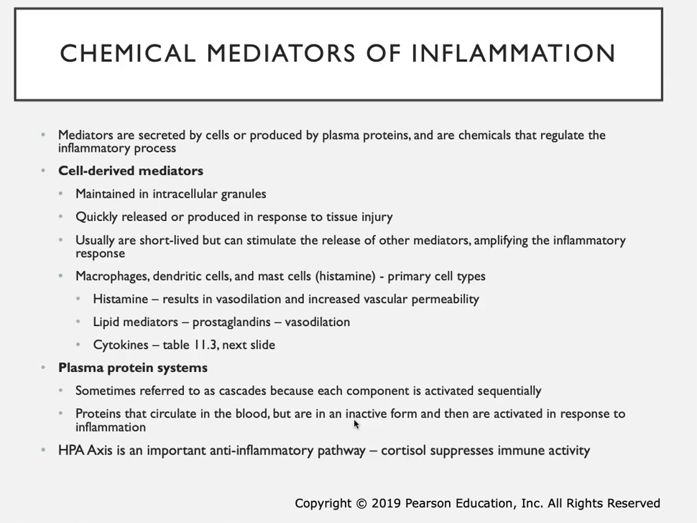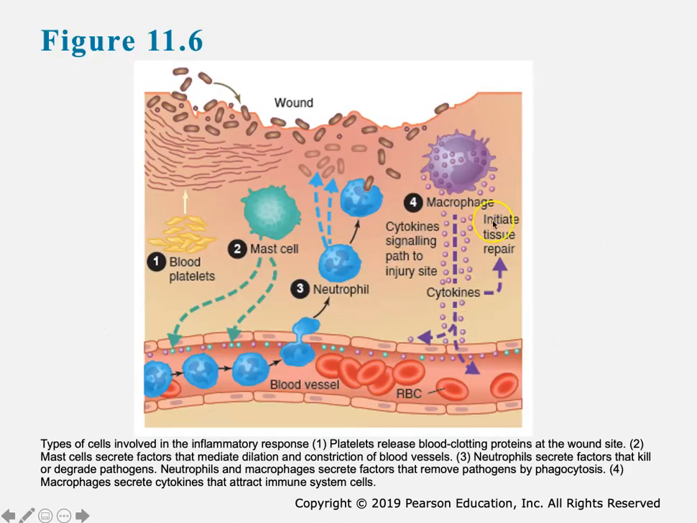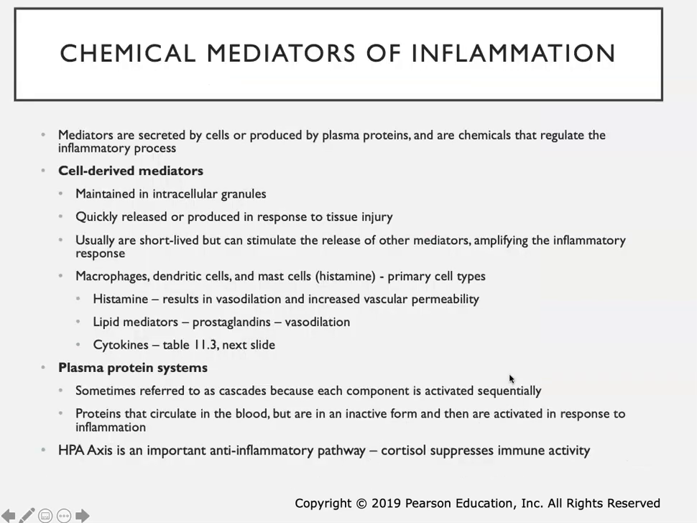So think about that initial response that's happening here. Some of these signals that are released will enter the blood vessels and could activate some of those plasma protein systems. So these are the two main types of chemical mediators, or where these chemical mediators come from. They can come from cells directly, but also from plasma proteins.